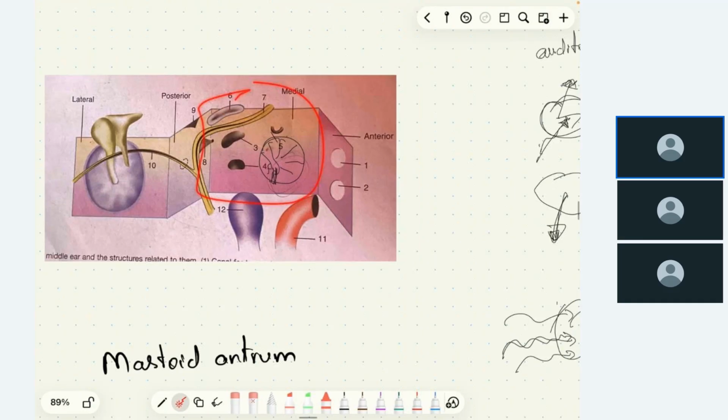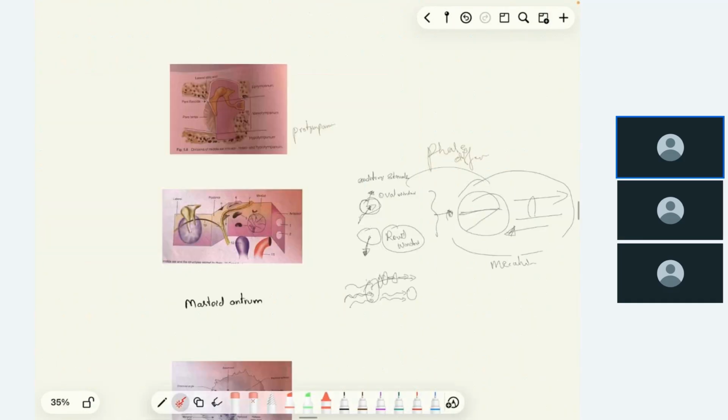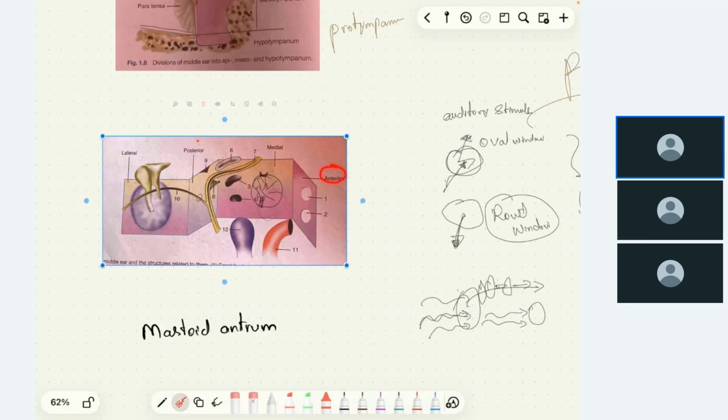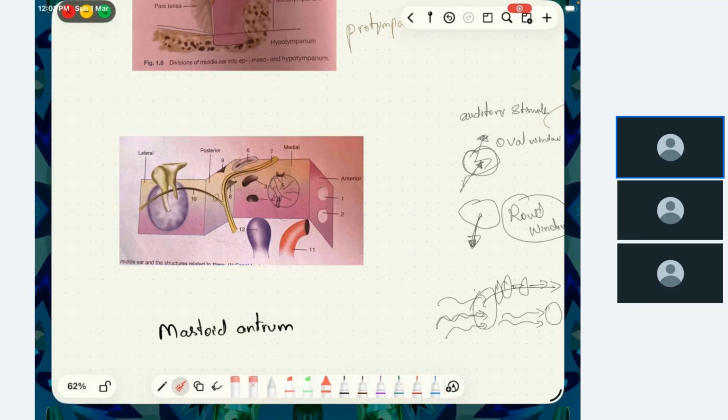We saw the middle ear anatomy in great detail. We discussed the anterior wall, posterior wall, medial wall, and lateral wall.